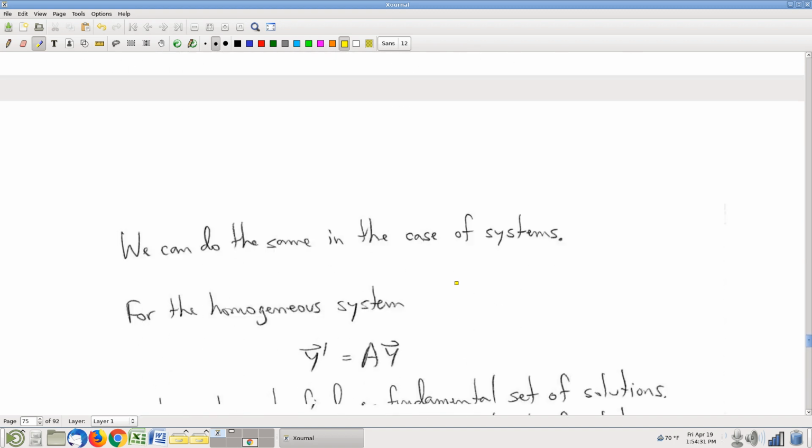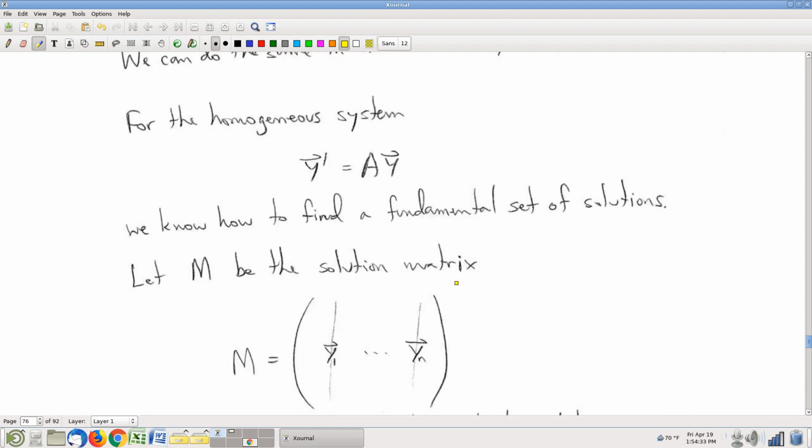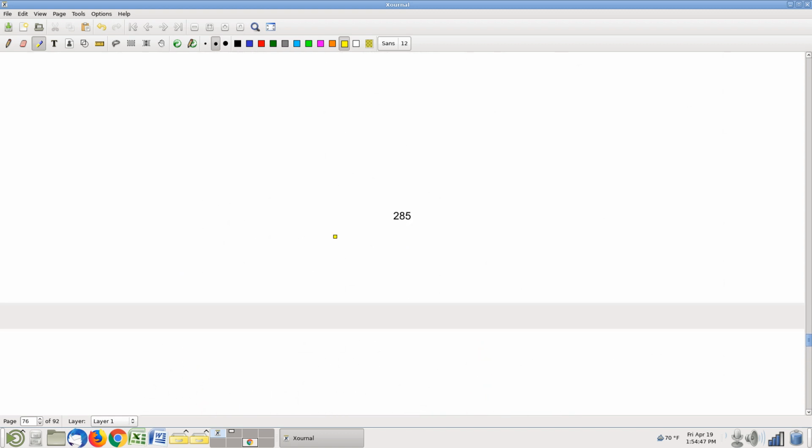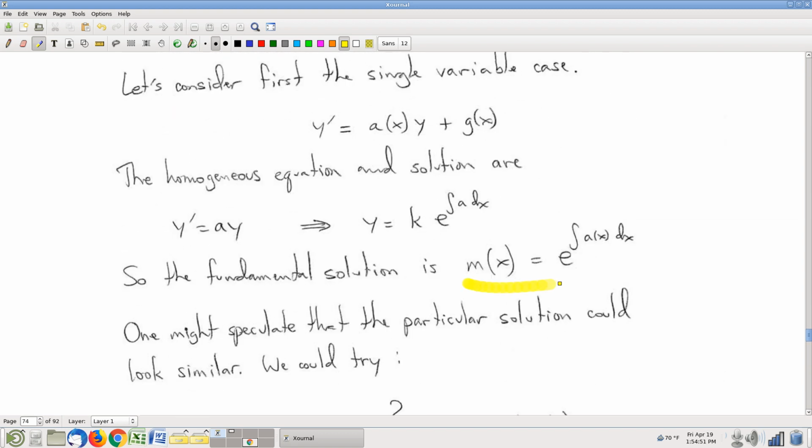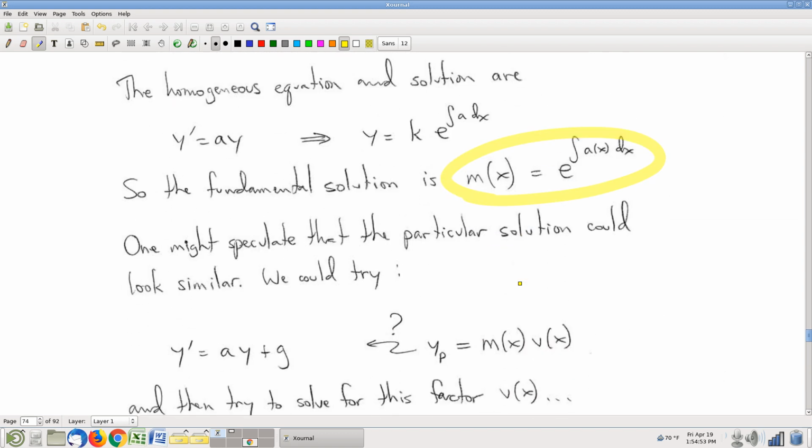Now we're going to consider the vector case. All right. So here's a vector equation. This is the homogeneous version of it. We know what the fundamental set of solutions is. We know how to write that as a solution matrix. You may recall we called this M. And by the way, there's the giveaway of why I called this solution M, because it's our fundamental solution. This is the thing that I'm going to want to tweak in the hopes of finding a particular solution.